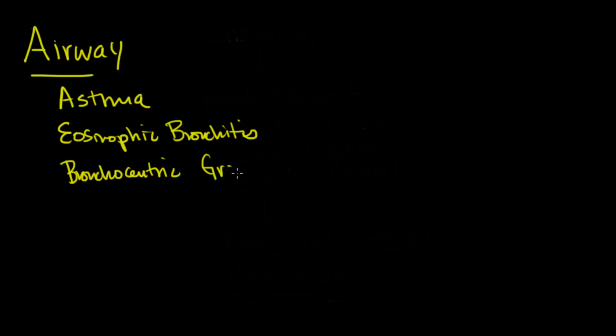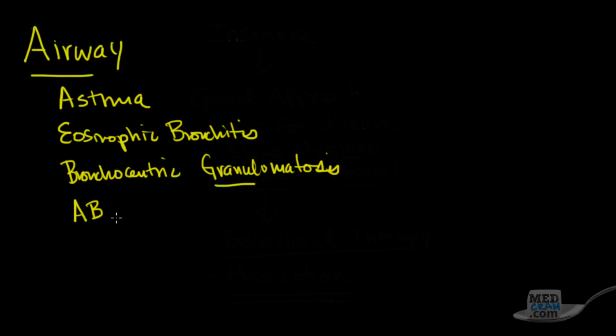Another thing that you could see there is eosinophilic bronchitis. So bronchitis without asthma, but you take a biopsy or you take a sample of the airway and you see a lot of eosinophils. Bronchocentric granulomatosis also has eosinophils. Of course, you'll also see granulomas. The final one that we want to talk about is allergic bronchopulmonary aspergillosis.